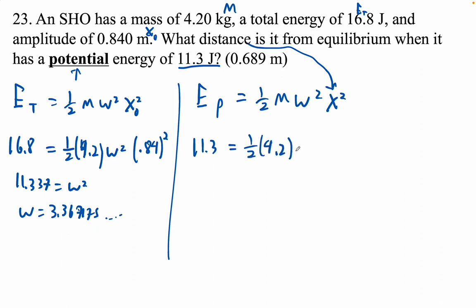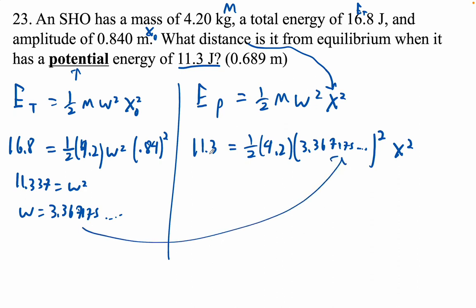4.2. We know that omega is 3.367175, et cetera, squared, times x squared, right? So this is that answer right there. Okay. So now let's do the math here, right? So 11.3 times 2 to get rid of that, sort of the same thing, right? Times 2 divided by 4.2, divided by the number I just got squared.